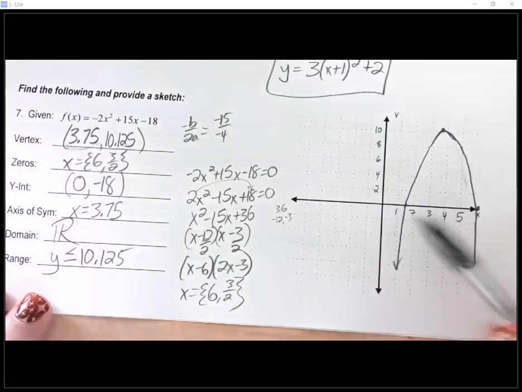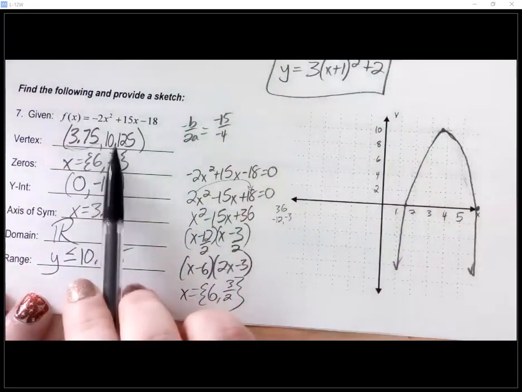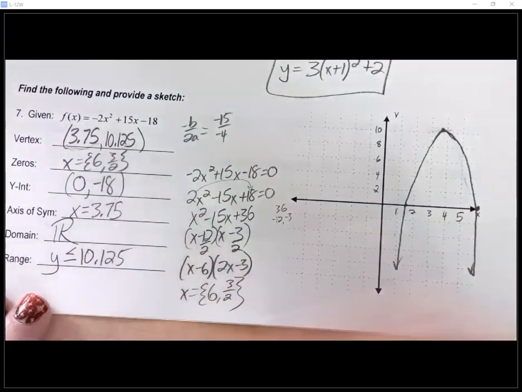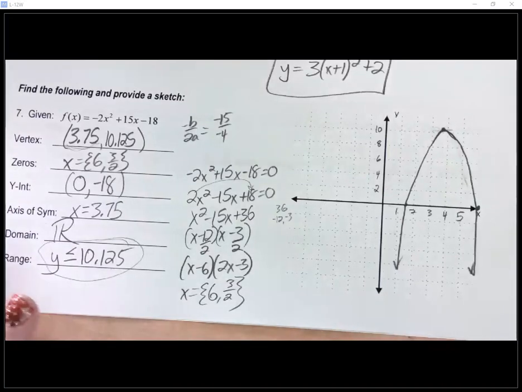I'm looking at the graph, right? The highest y value I ever get is at the vertex. In this case, it's 10.125. So I'm only going to get y values that are less than that. So all of my y's will be less than or equal to 10.125. Yes. We okay so far? All right.